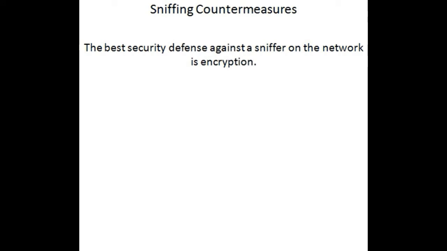Sniffing countermeasures. The best security defense against a sniffer on the network is encryption. Although encryption won't prevent sniffing, it renders any data captured during the sniffing attack useless because the hackers can't interpret the information. Encryption such as AES and RC4 or RC5 can be utilized in VPN technology and is commonly used to prevent sniffing on a network.